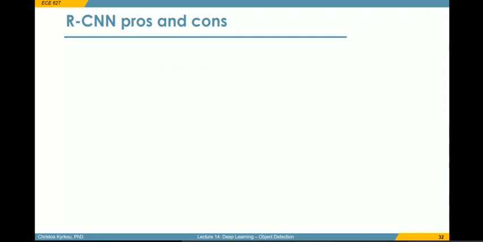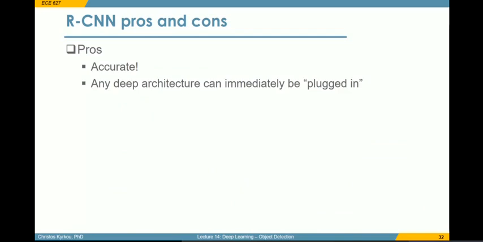So in summary, the first iteration of the RCNN family was highly accurate and can be used with any deep learning feature extractor. So it's flexible in that respect. And it's also flexible in the sense that we can plug and play different algorithms. So we can use edge boxes instead of selective search.